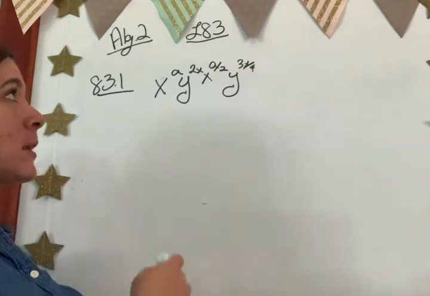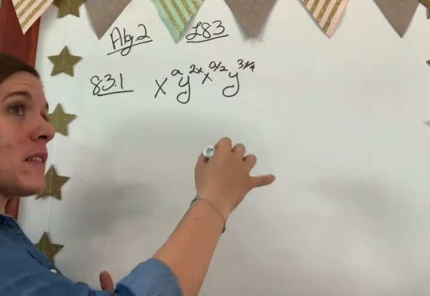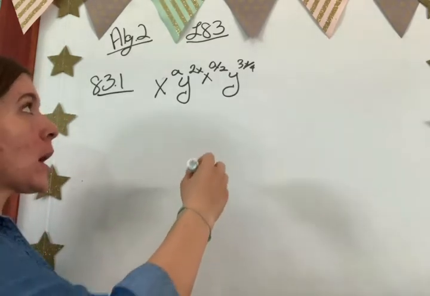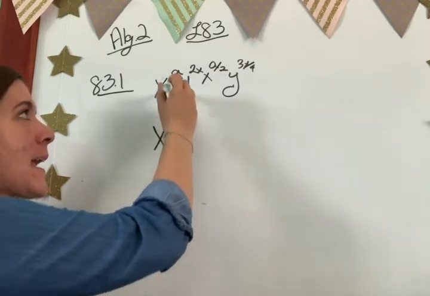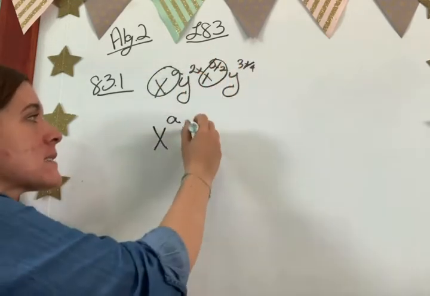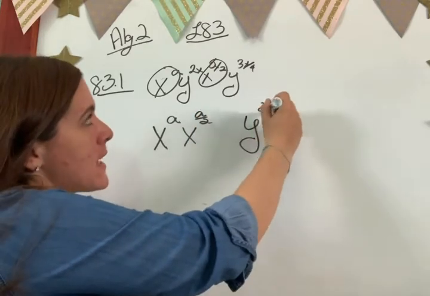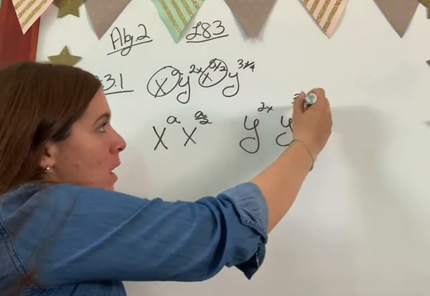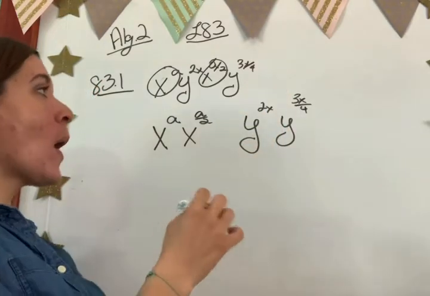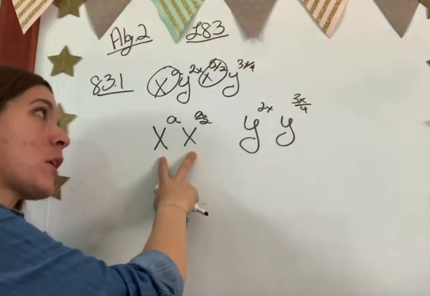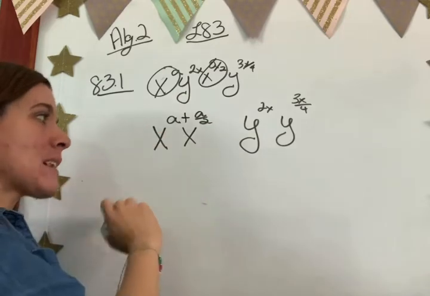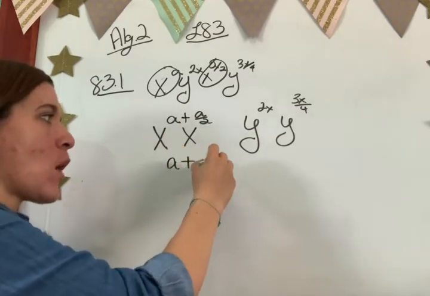So what does that mean? Look what I'm going to do. You don't have to do this when you do your homework; I'm just showing this as a visual. I'm going to move it down. I have x to the a with x to the a over 2, and then over here, y to the 2x and y to the 3x plus 4. I'm just going to combine those because they have the same bases, which means we're going to be adding these exponents: a plus a over 2.